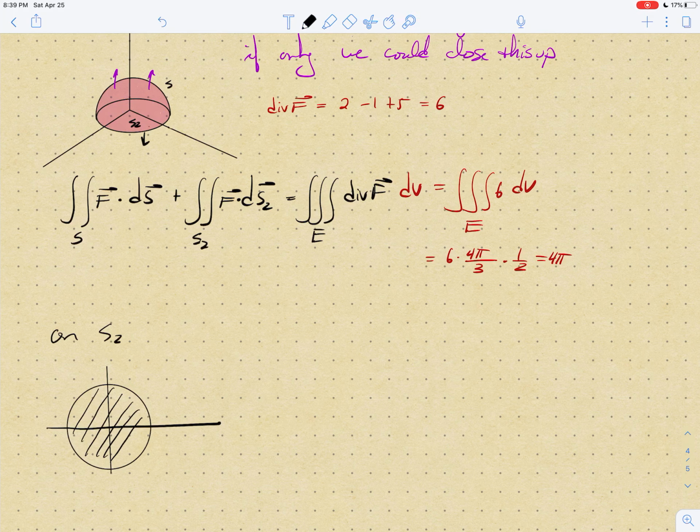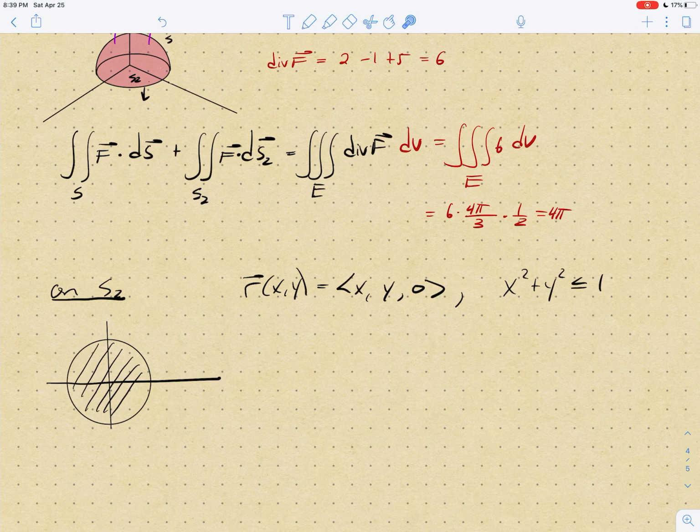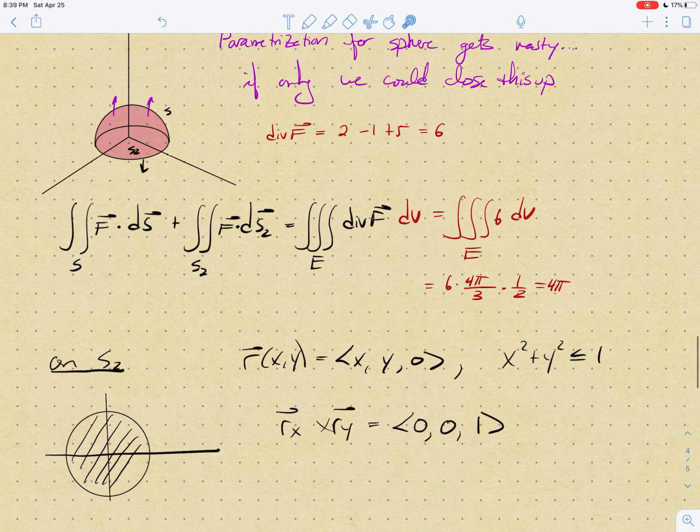I need to parameterize it. And so, hopefully it is clear to you that we're just going to let x be x, and y can be y, and what does z need to be? Yeah, it's just 0. So this is going to be true for what? X squared plus y squared less than or equal to 1. And you know the formula. This is your g of x and y, so you know without working too hard that r partial x cross r partial y is negative g partial x, which is 0, negative g partial y, which is 0, and then a 1.